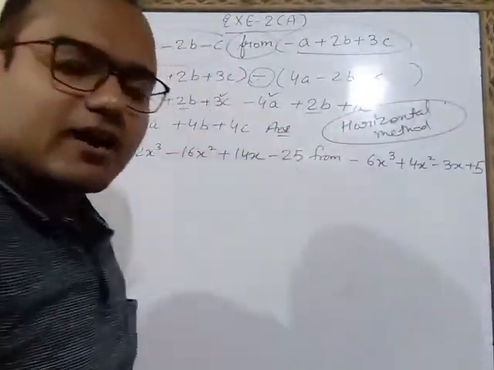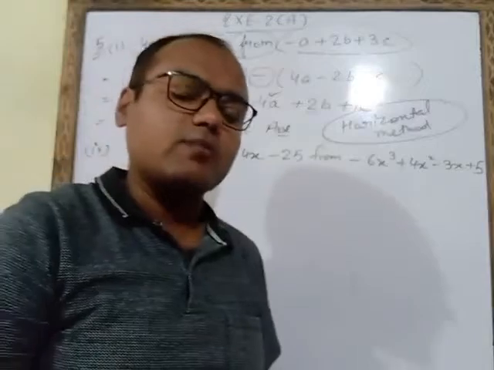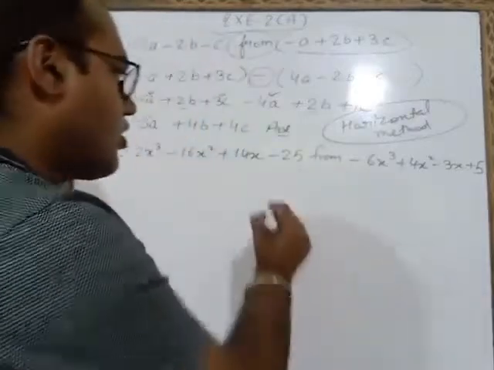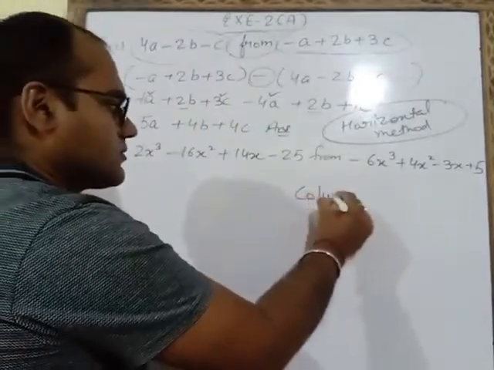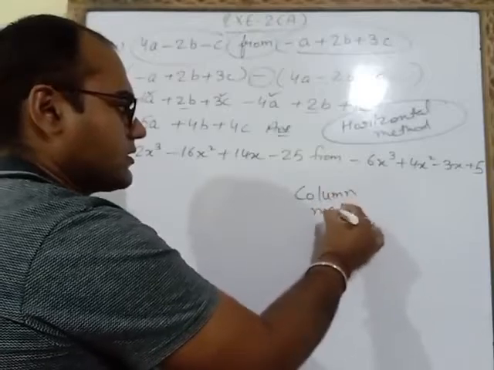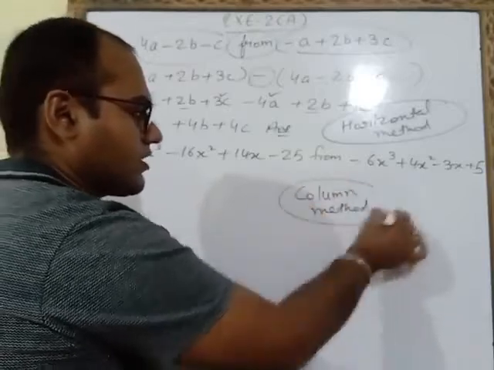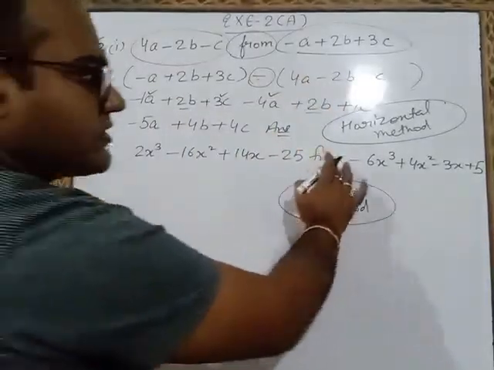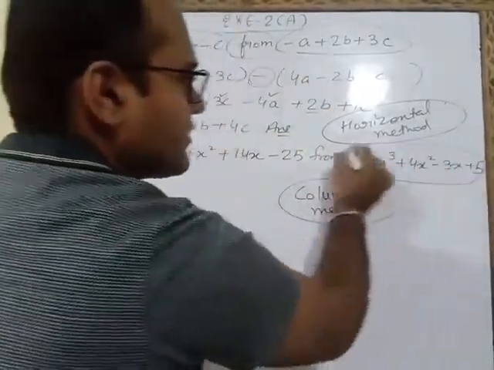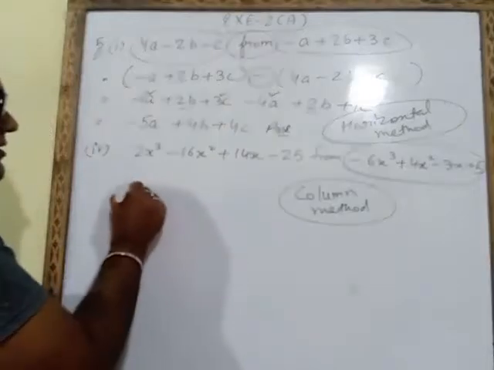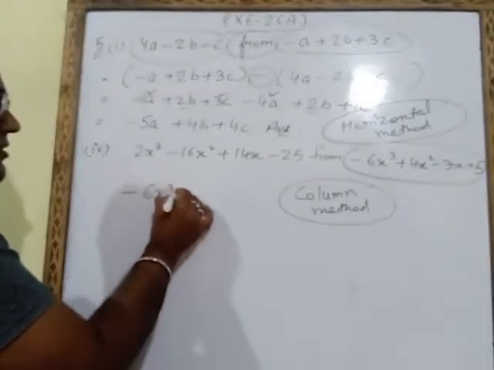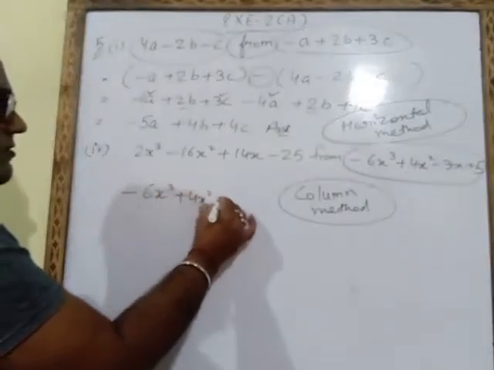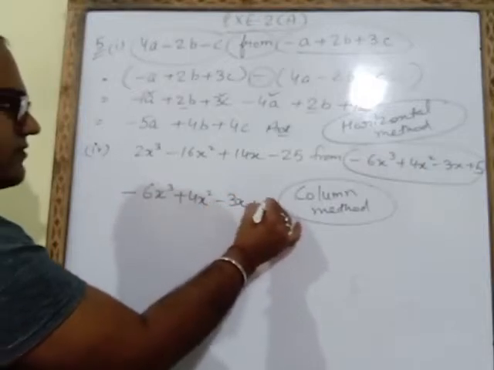Now in this part I will explain one more method. The name of the method is the column method. So in the column method what you have to do, we will not take the bracket. The expression which is written after from, this one, we will write upside: minus 6x cube plus 4x square minus 3x plus 5.